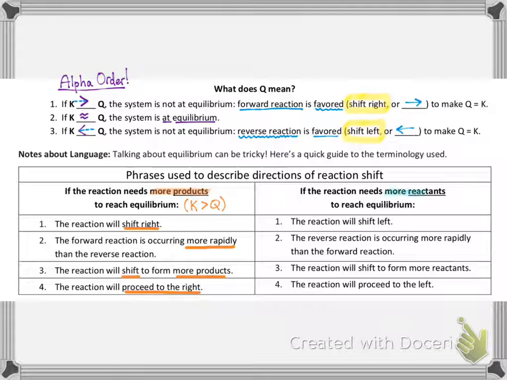And the other way around. If we need more reactants to reach equilibrium, in that case, K is less than Q.